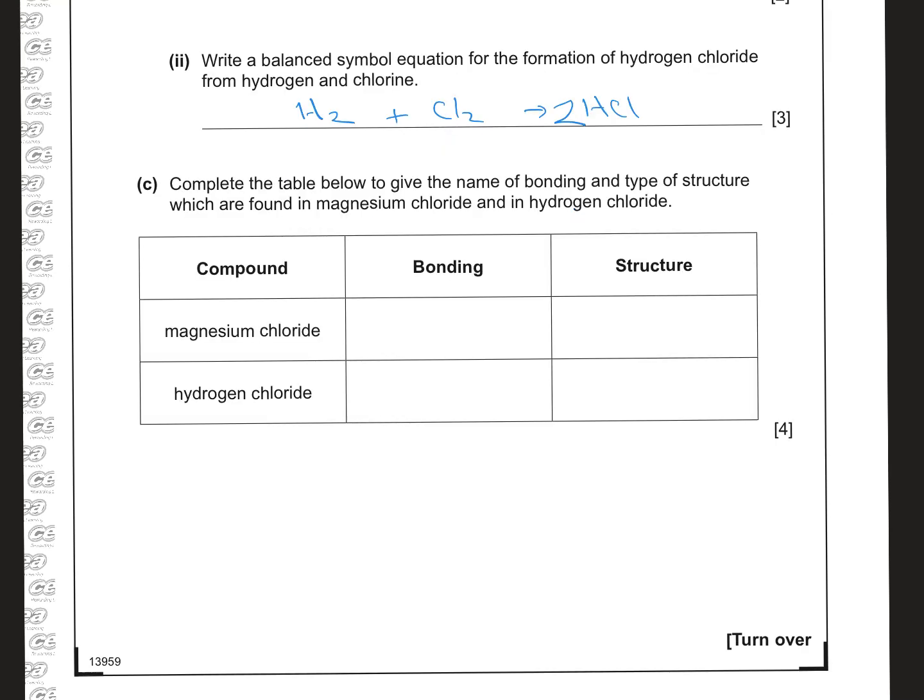Part C: state the bonding in magnesium chloride. Well, metal, non-metal, so that's going to be ionic, or it's going to form positive and negative ions. So that's ionic. And the structure of that is giant ionic or ionic lattice.